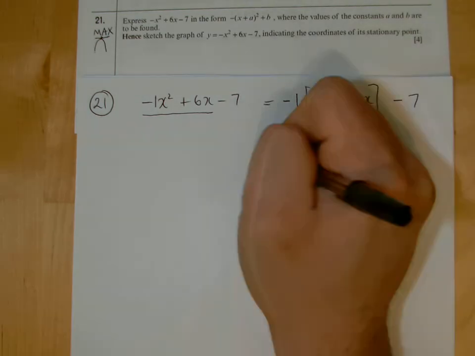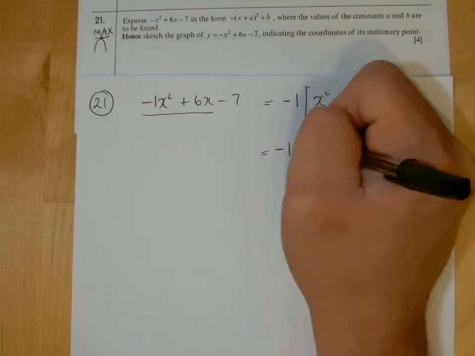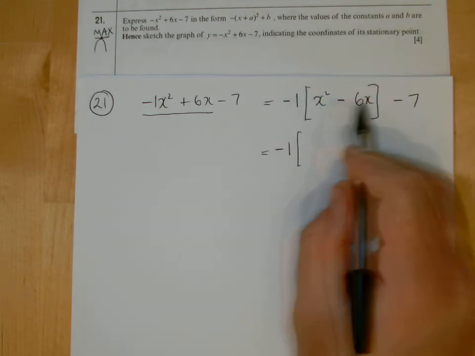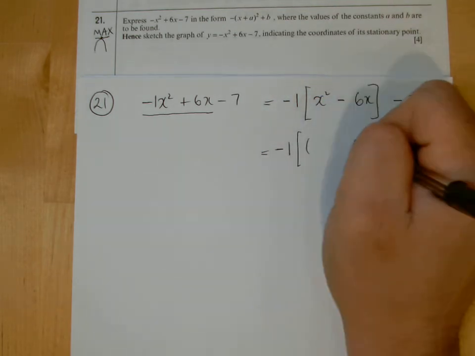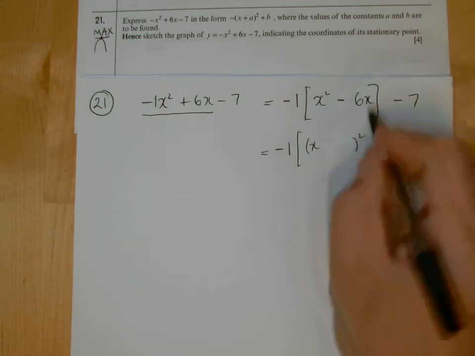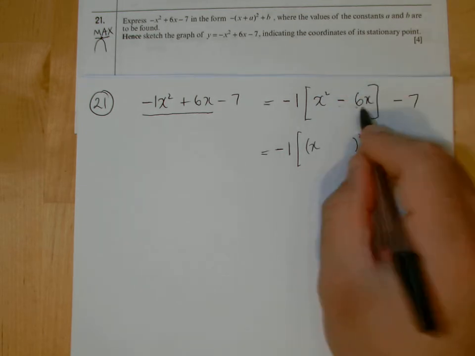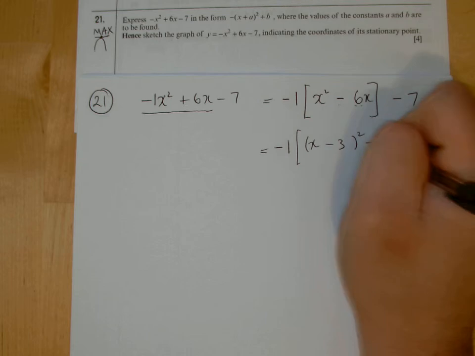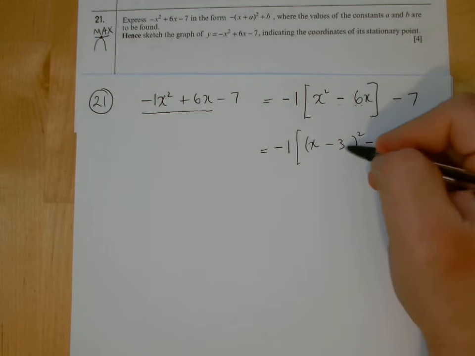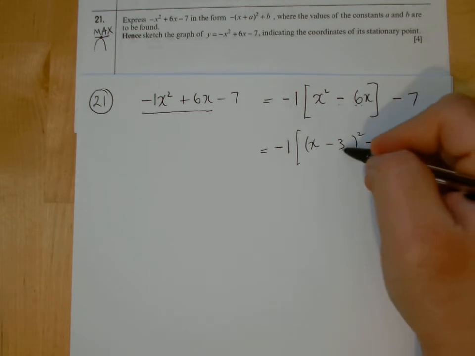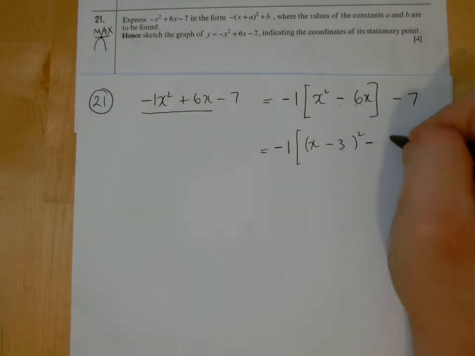So what I can do then is, remember, we zoom in to that square bracket and we complete the square here. So bracket squared, if you remember, you halve this, half of minus 6 is minus 3. And then you always take away the square of this. Square of 3 is 9, always take it away. So you take away the square of that, which is 9. Close square bracket, and then remember that minus 7 at the end.